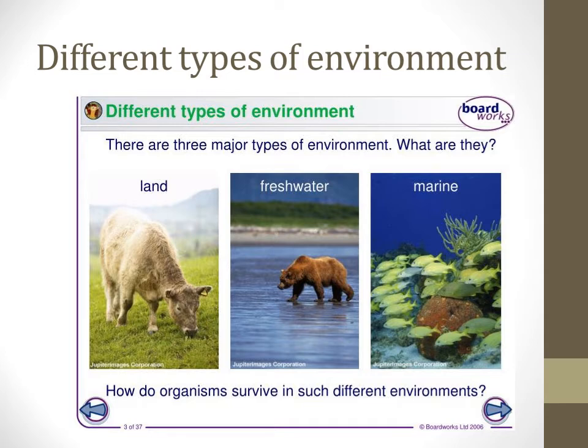Say for example, the land environment supports types of animals and organisms that have different needs as compared to animals that are living in freshwater or marine environment. We'll look at this in detail in the next slide.